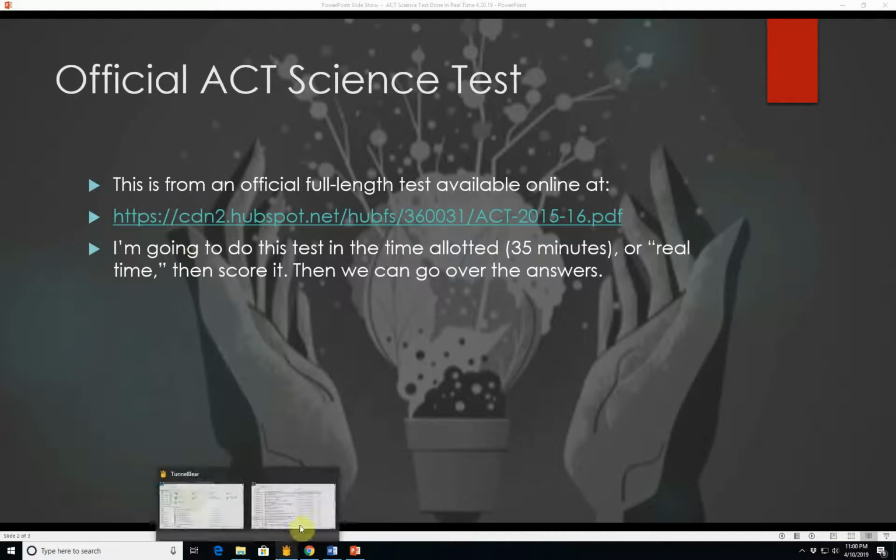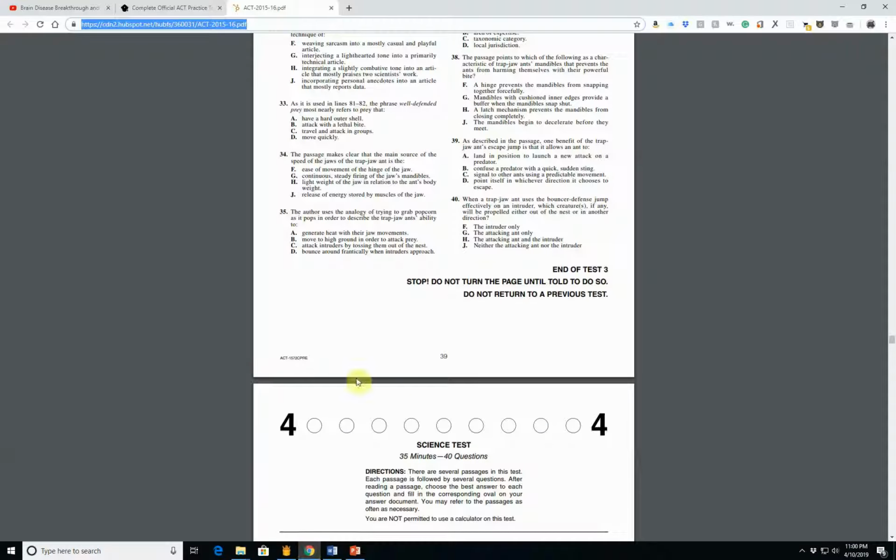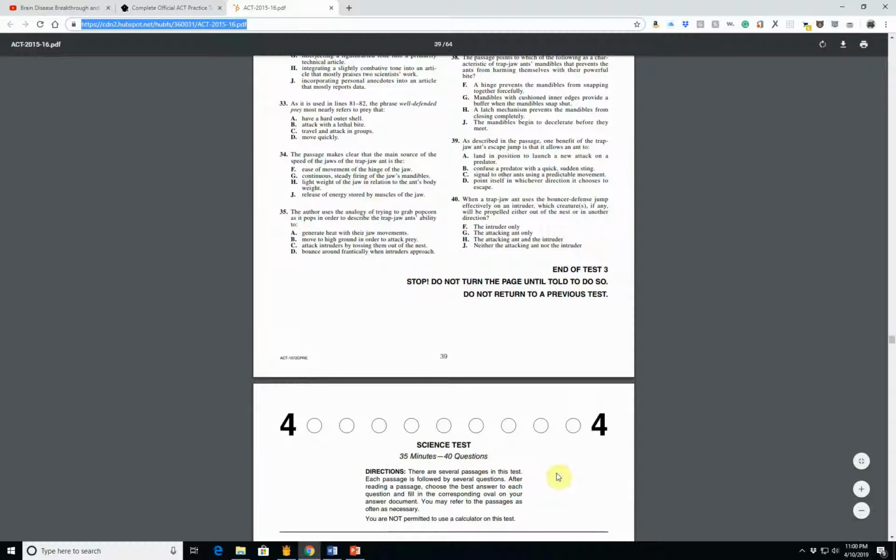Alright, so let's pull up the test here. The science test is 35 minutes for 40 questions. I'm going to wait till my computer clock reads 11:01. And here we'll read the directions.